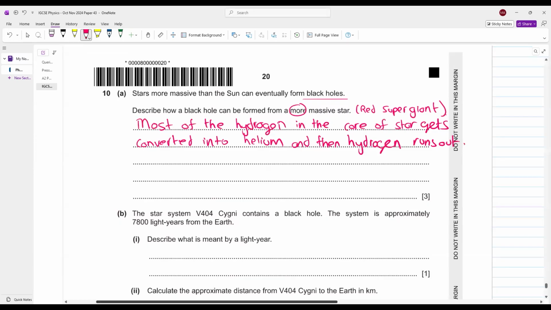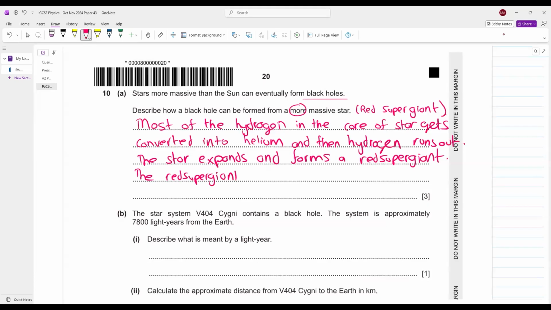And further क्या होगा भाई? What will further happen? The star expands and forms a red supergiant. बेटा फिर क्या होता है? What further happens? The red supergiant explodes, yeah, undergoes an explosion known as supernova. The red supergiant explodes as a supernova.